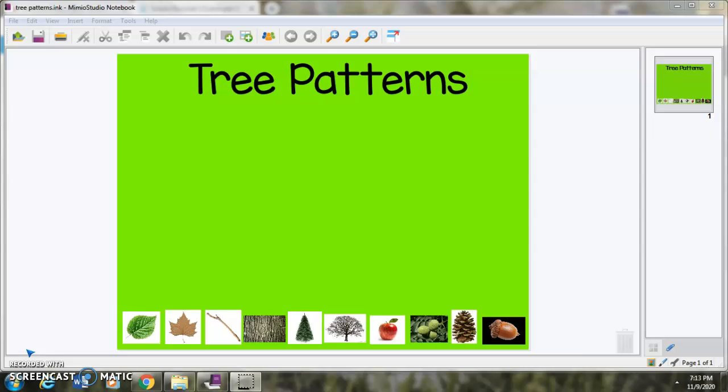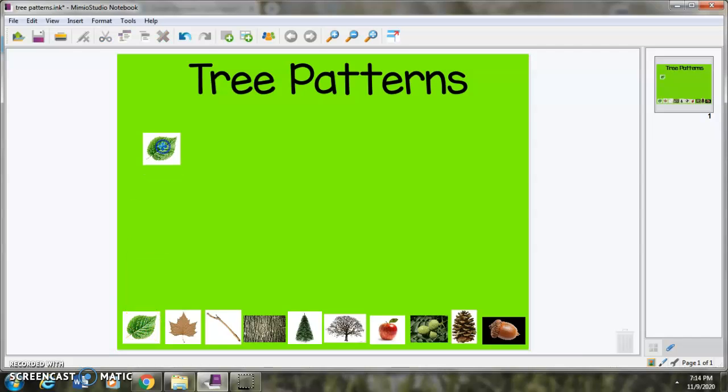So what we're going to do today is I have some pictures of some tree items, and I'm going to try to make some patterns, and you are going to be like the teacher. You're going to tell your person that you're working with if I made a pattern or if I didn't make a pattern. So first, I think I'm going to use the green leaf and then the stick.